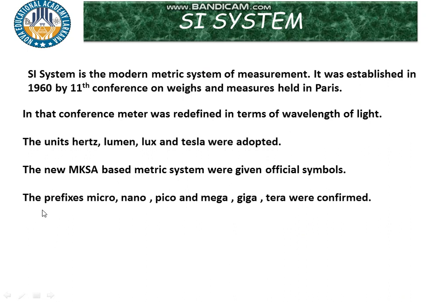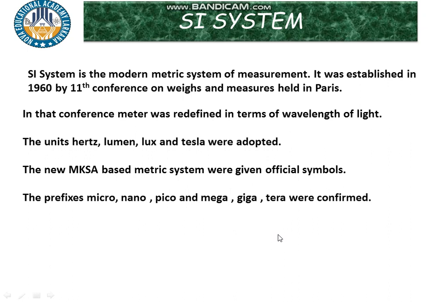A more important thing which was confirmed in the SI system was the prefixes. The prefixes we will discuss in the next topic. Micro (mu), nano, and pico: micro 10 power minus 6, nano 10 power minus 9, and pico 10 power minus 12, and mega 10 power 6, giga 10 power 9, and tera 10 power 12 were officially confirmed. Dear student, the advantage of the SI system of units is that it makes calculation easier.